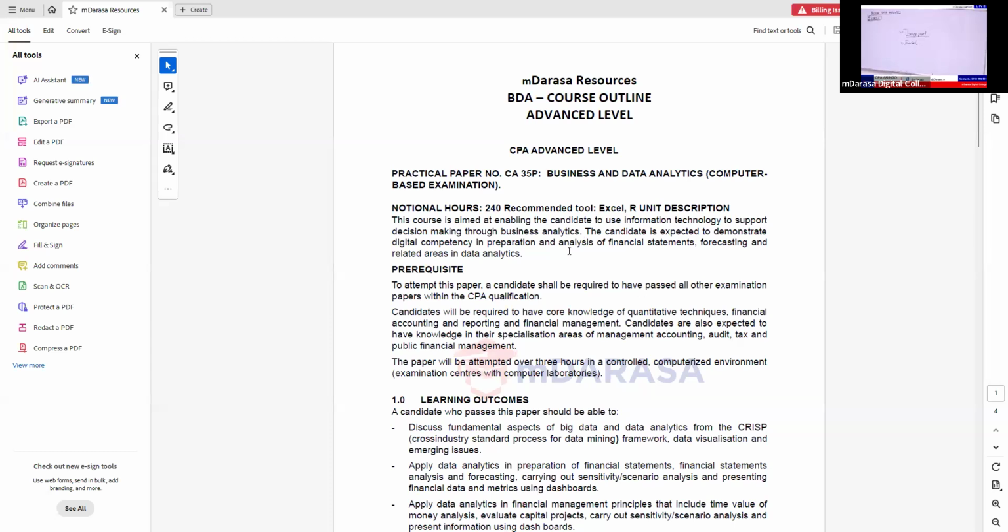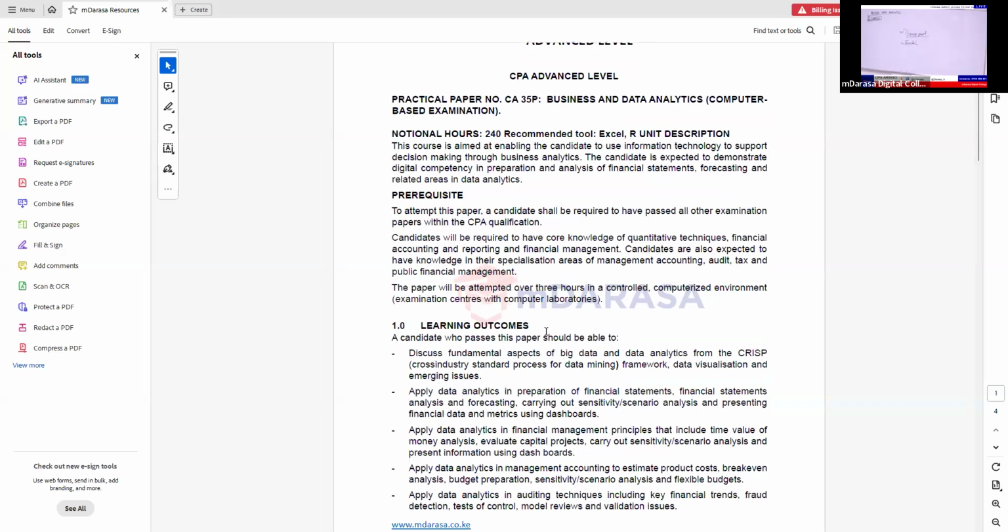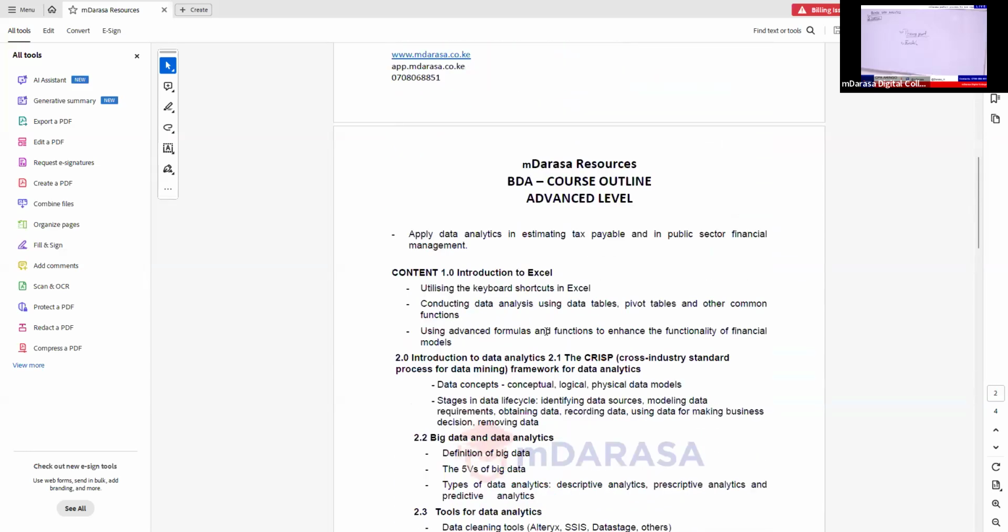I've just shared a certain document, which I believe is visible to all of us. These are the syllabus content for business data analytics. If I've not shared it on the group, I'm going to share it immediately after this, so that we look at what will be expected to cover here. So we start with looking at the first content.